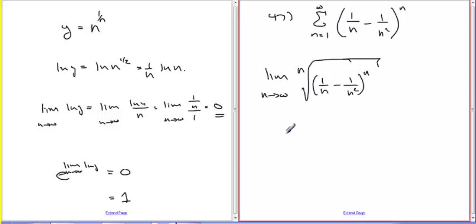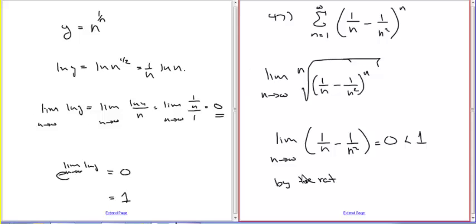Okay, and so the exponent disappears. So what I'm left with is 1 over n minus 1 over n squared. And so you'll get 0 minus 0, which is 0. 1 over infinity minus 1 over infinity squared, so that becomes 0. So since 0 is less than 1, by the root test, the series converges. So I'm going to do one more of these.